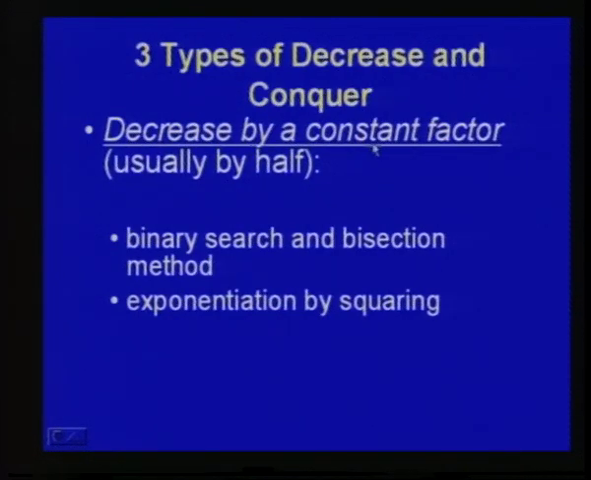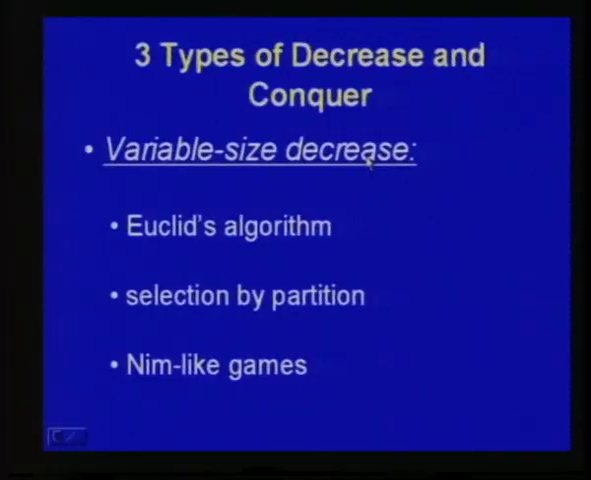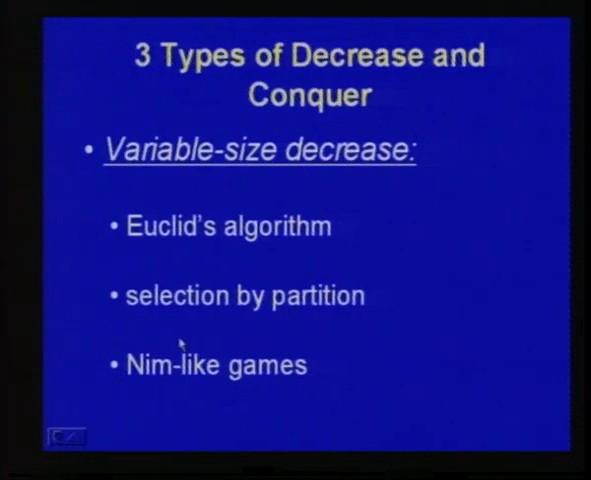Then you can also decrease by a constant factor, for example by half. So, binary search and the bisection method are examples of this, or you can do exponentiation by squaring. Both are examples of decreasing by a constant factor. And you can also have variable size decrease depending upon the problem. You can keep on changing the size, and here you have Euclid's algorithm, selection by partition, and NIM like games. These are 3 examples of variable size decrease. We are not going to go into detail on these algorithms because they are not part of sorting, but this is just to complete the picture that decrease and conquer is an algorithmic design technique.